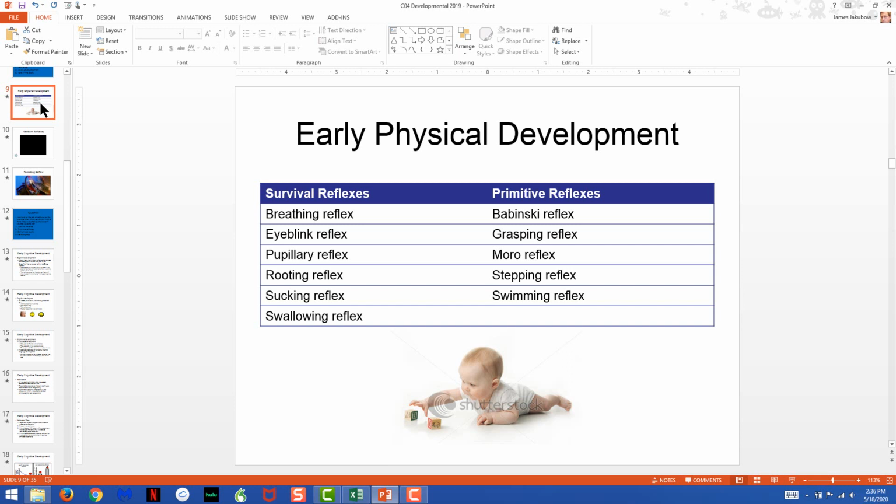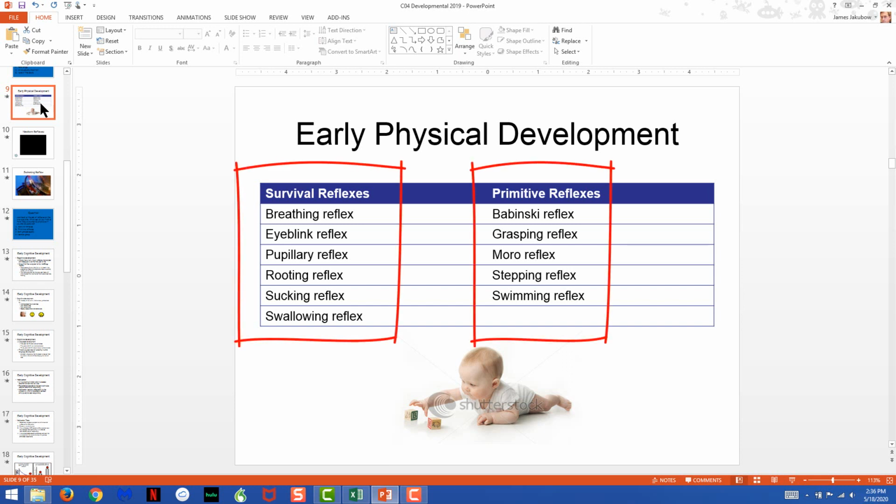About their only capacity is to lay on their back and cry when something is uncomfortable for them, and it's up to the adults to figure out what's actually going on. Of the things that help keep an infant alive, they fall into two categories of reflexes: the survival reflexes and the primitive reflexes. As you might imagine from the name, the survival reflexes are all reflexes that help the child survive within the first month or so of life. And then there will even be some carryover beyond that.